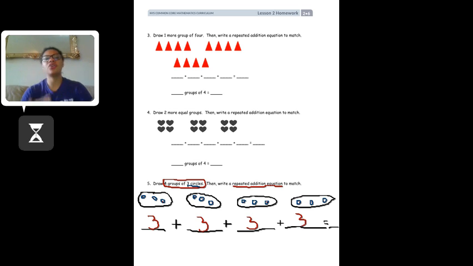So now I know that there's 3 circles in each group. So I knew I needed to write 3 down in each of my blanks, because 3 plus 3 plus 3 plus 3 is what number? 7, 8, 9, 10, 11, 12. That's 12 blue circles. So that's 12 in all. Or like I said, skip count, 3, 6, 9, 12.